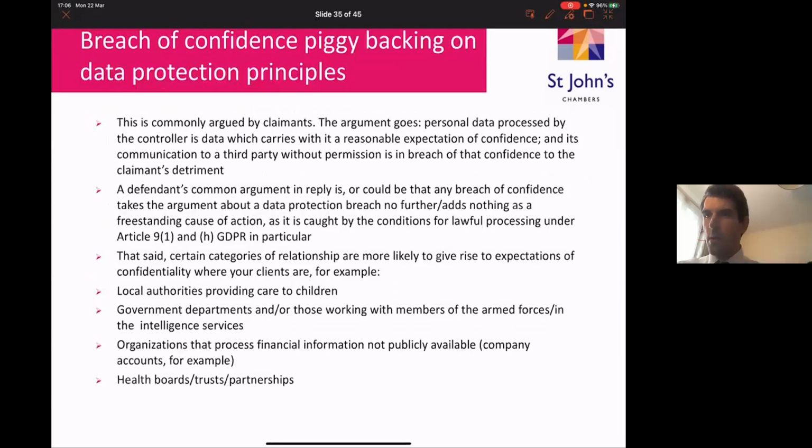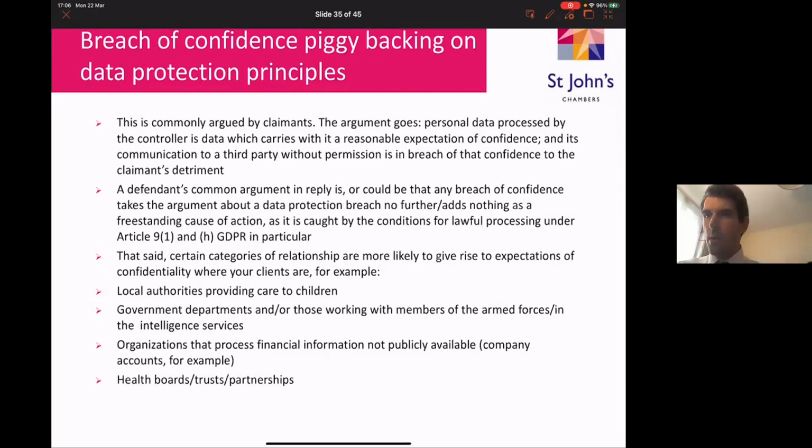It's important because you will probably have seen, if you represent controller clients, and probably have argued, if you represent claimants, that a breach of confidence should piggyback on, or is parasitic on, the allegations of breaches of the data protection legislation.